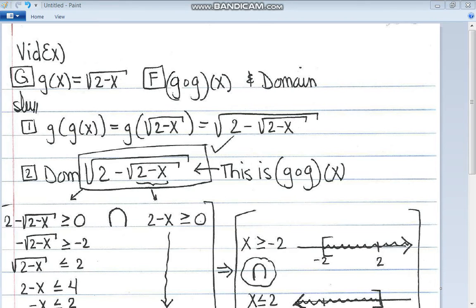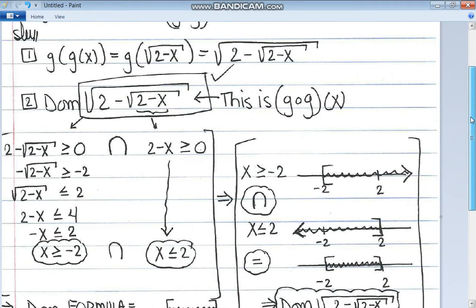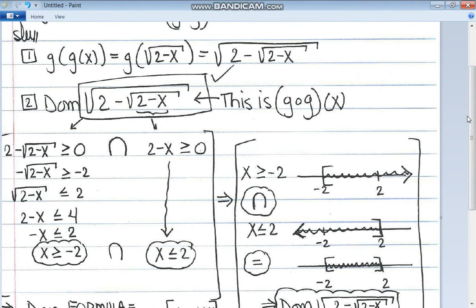Given g of x equals the square root of 2 minus x, find g composite g of x and its domain. Step 1, let's find the formula g of g of x. Replace the inner g of x with the definition of g of x. It's the square root of 2 minus x.